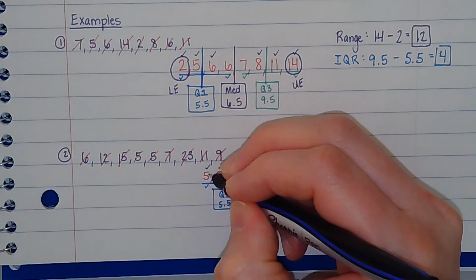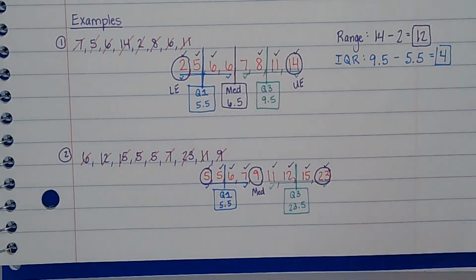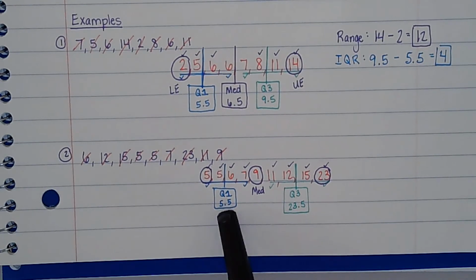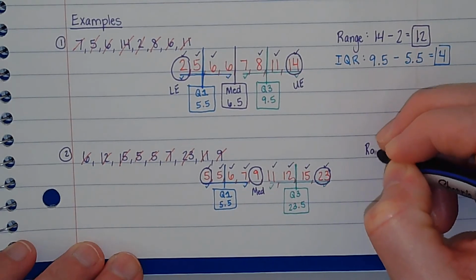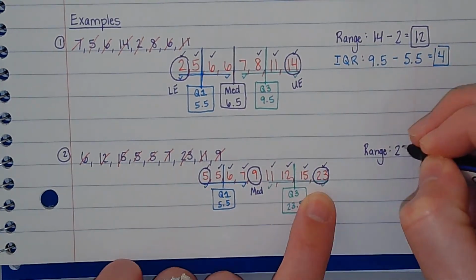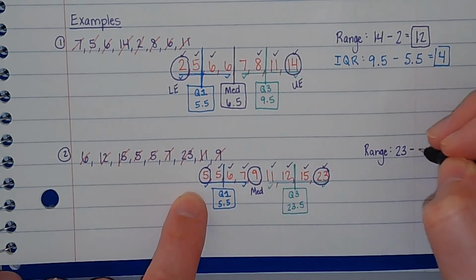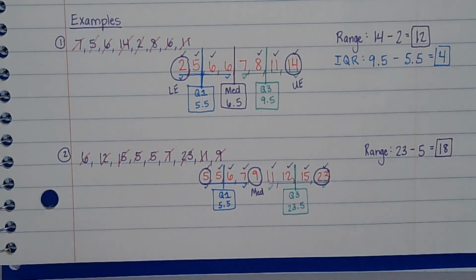Here is my lower extreme. Here's my upper extreme, okay? So those are your 5 number summaries. So 1, 2, 3, 4, 5. Those are the 5 numbers that I need. So now if I wanted to do the range, 23 minus 5 is going to leave me with 18 as my range.